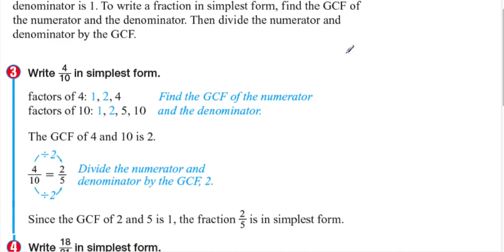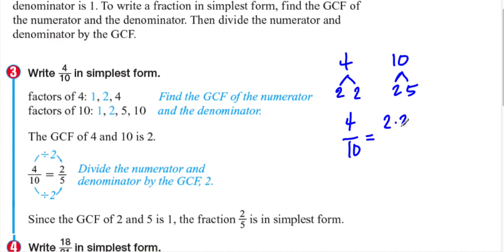Okay, so we get 4 and 10, and get the prime factors. The factors of 4 are 2 and 2. The factors of 10 are 2 and 5. So if I have 4/10 as my fraction, the prime factors of 4 are 2 and 2, and the prime factors of 10 are 2 and 5. Okay, it's just like circling the GCF.